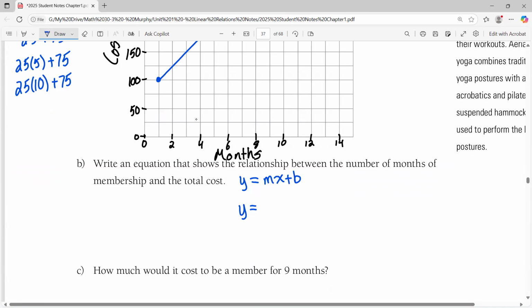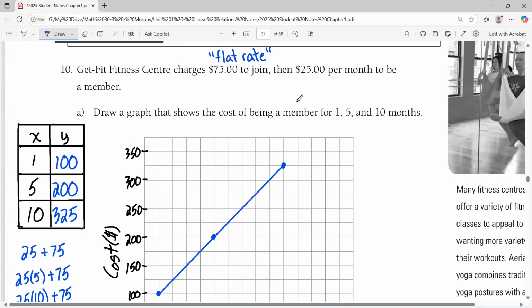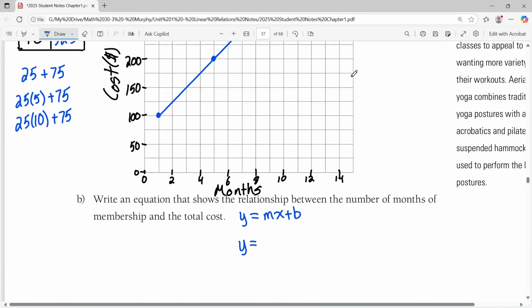For us, let's try and figure out the slope here without even doing the rise over run. You can do that, but remember I said the slope is a rate. So anytime you see per something, okay, right here, that is your slope, $25 per month. Anytime you see that, that's your slope. So 25 times X amount of months plus, now what would our y-intercept be?